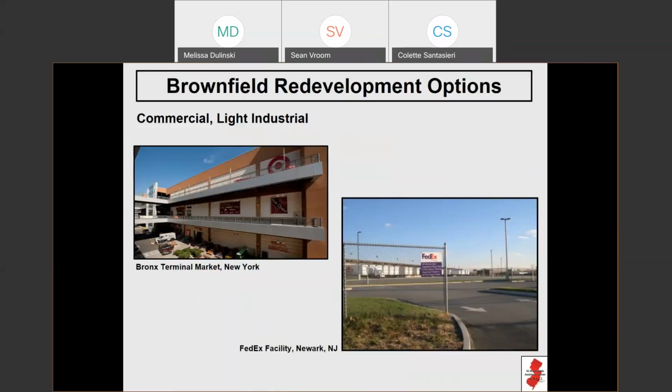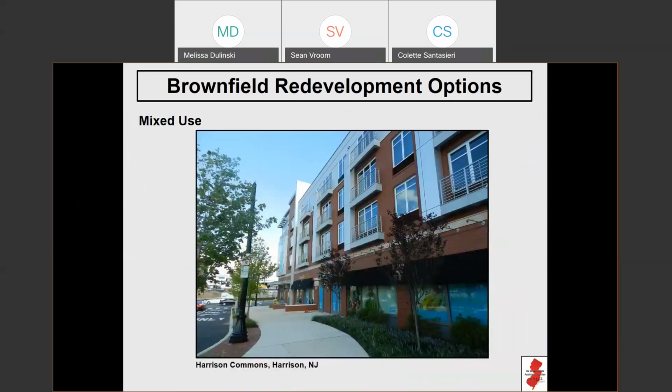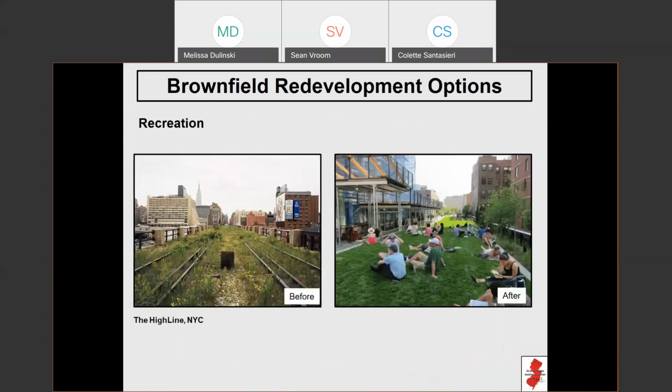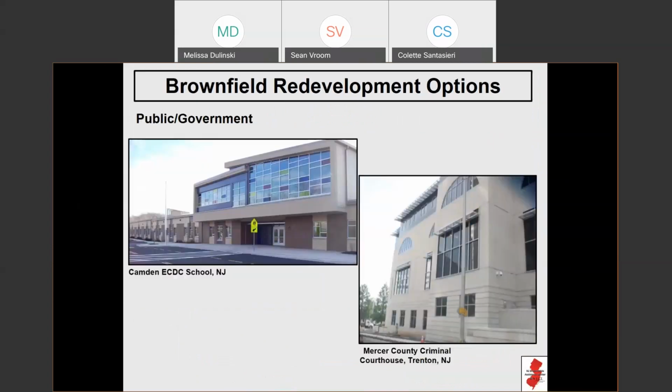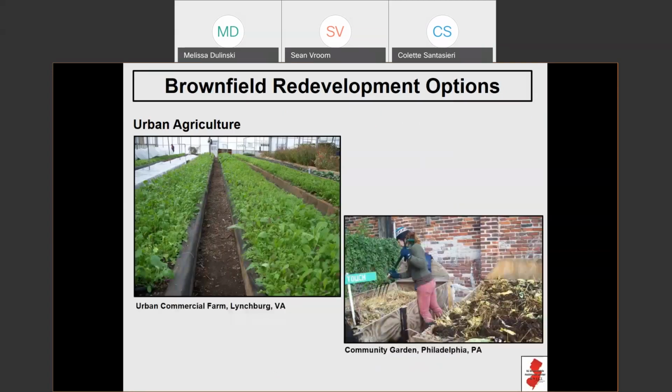So brownfields can be redeveloped for commercial and light industrial uses. Residential uses. Mixed use development. Recreation. Public and government facilities. Alternative energy. Urban agriculture, just to name a few.